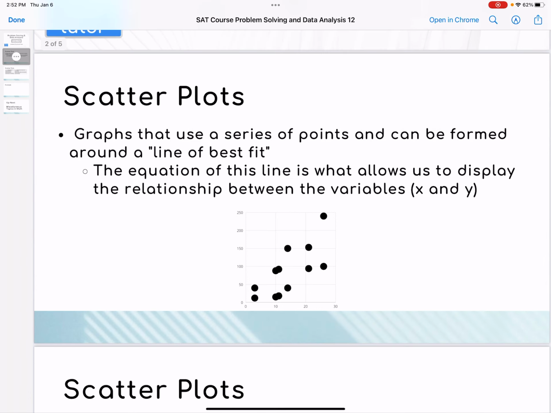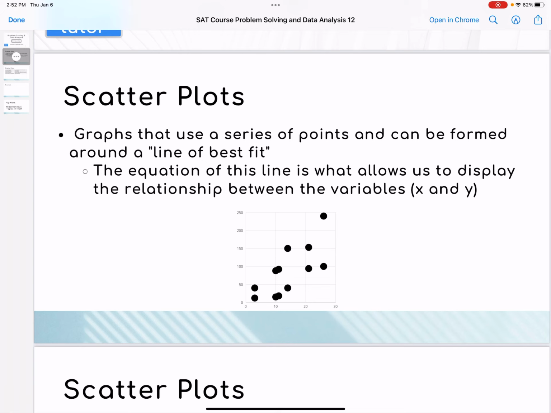All right, so scatter plots are graphs that use a series of points, and can be formed around what is called a line of best fit. A line of best fit doesn't hit every point like the typical line, but it's also sometimes called a trend line, meaning it fits the data pretty well. It is formed around the data. So it doesn't go through every point, but it fits the data well. And I'll show you what I mean by that in a second.